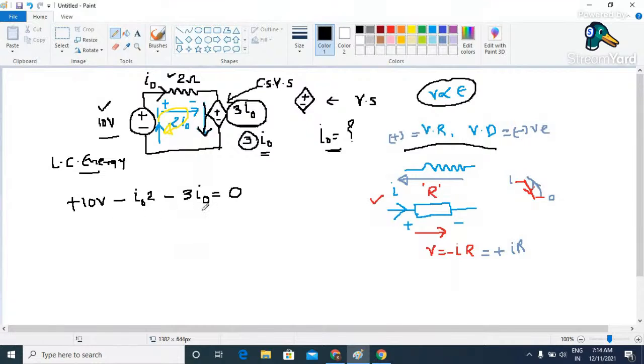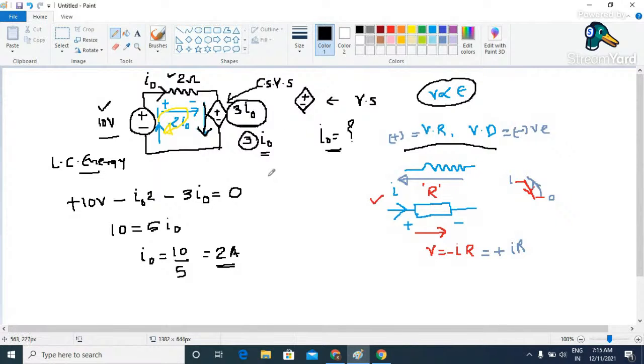Now this is very simple. Here we have one equation and one unknown quantity, which is I naught, so we can easily solve this. So I can write this as 10 equals 3 plus 2, which is 5 into I naught. And if you solve for I naught, this is going to be equal to 10 by 5, which is going to be 2 ampere. So this is the solution for this circuit.